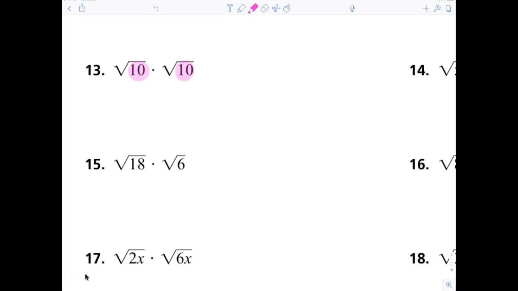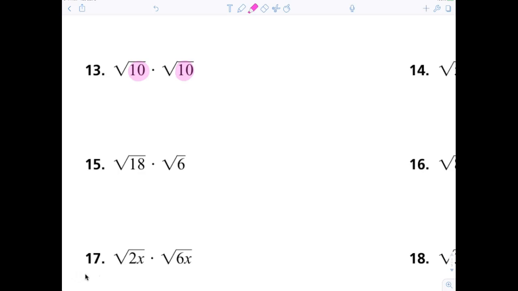All right, now I'm going to highlight something here. Square roots mean that you're taking them out in groups of 2. You take them out in groups of 2. How many 10s do you see? 2. If there are 2 10s, it just comes out as a single 10. All right, is everybody okay with that?